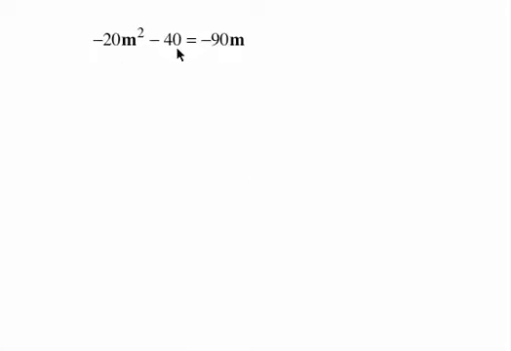Negative 20m squared minus 40 is equal to negative 90m. All right, we want to solve for m, so to do that I want to factor it. It looks like a trinomial, a degree 2 equation, and what I'm going to do is put all the terms on one side.